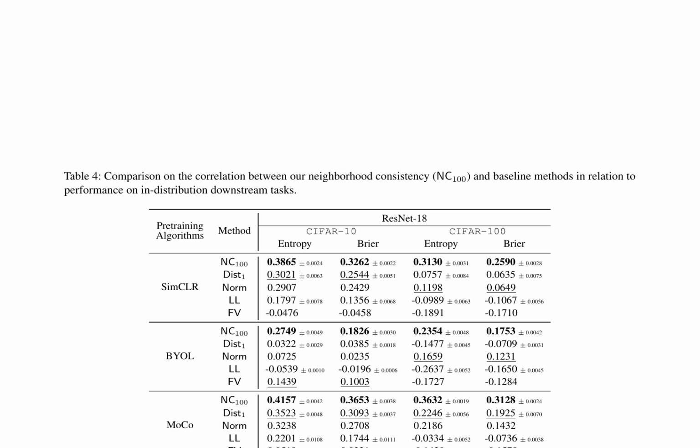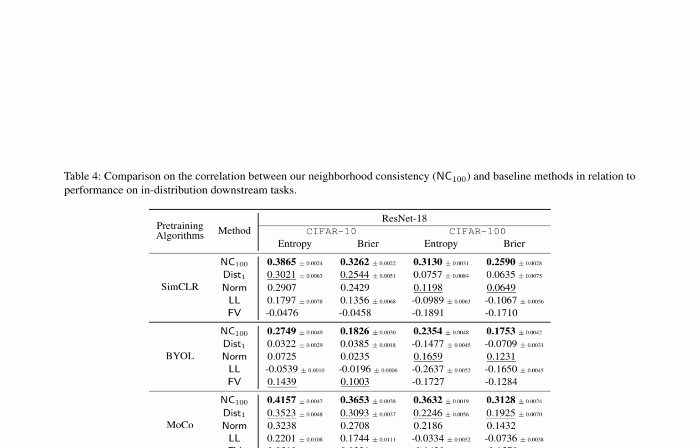A comparative analysis of pre-training algorithms, including SimCLR, BYOL, and MoCo, is presented across different architectures, ResNet18 and ResNet50, and datasets, CIFAR10 and CIFAR100. The neighborhood consistency metric NC100 is used to evaluate the quality of learned features for downstream tasks. A correlation analysis between neighborhood consistency and in-distribution task performance reveals that MoCo exhibits the highest correlation on ResNet18, with SimCLR and BYOL following closely.